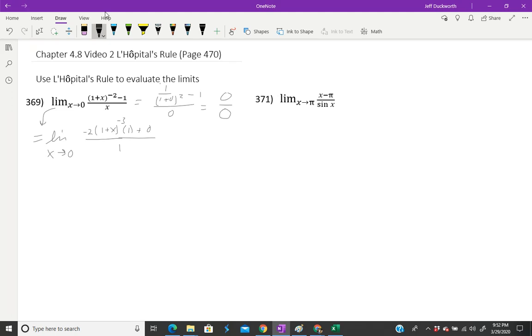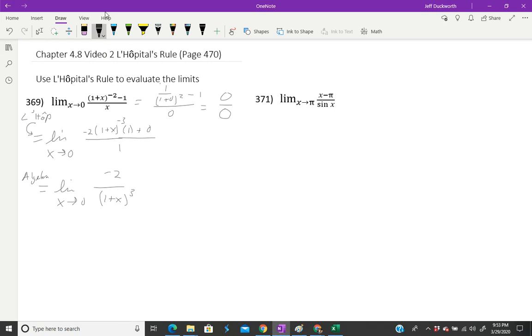Now, I'm going to rewrite this. So this first step is L'Hopital's step, and this is an algebra step. All right, so the 1 is your new denominator. 0 over 1 is 0. This mess over 1 is just negative 2 over 1 plus x quantity cubed.